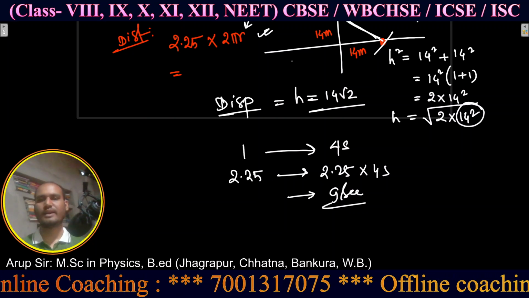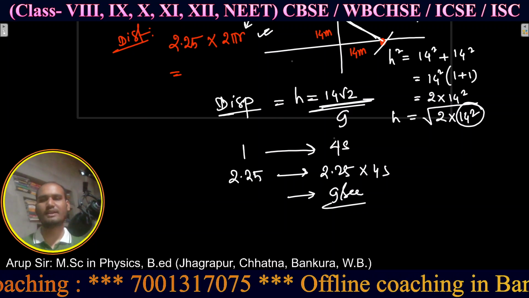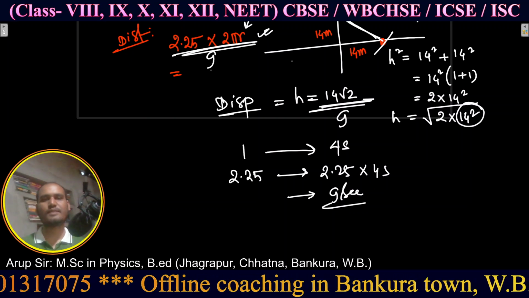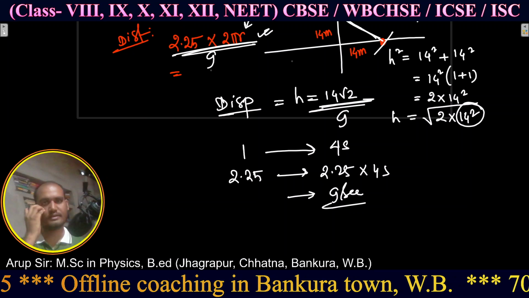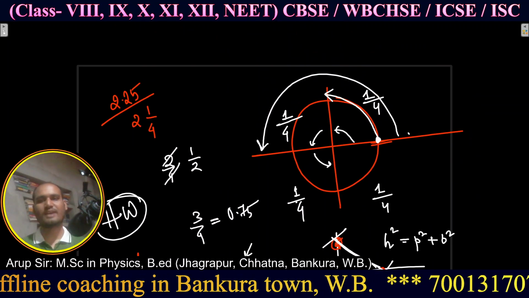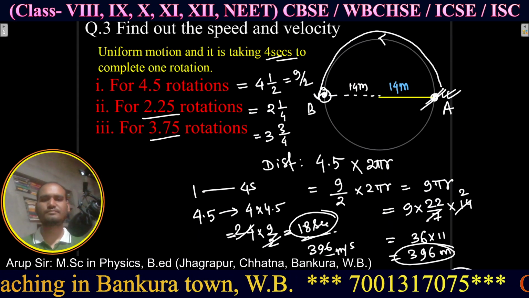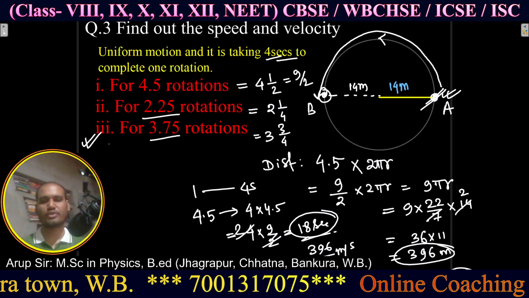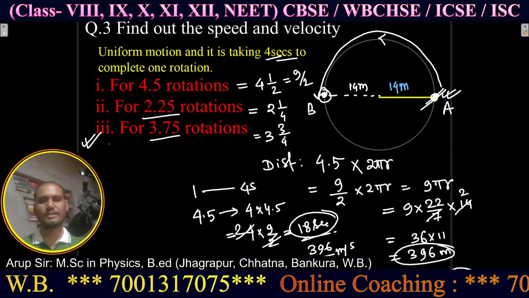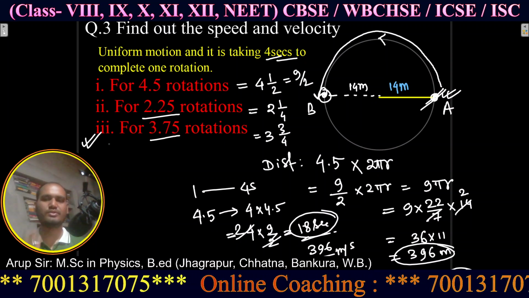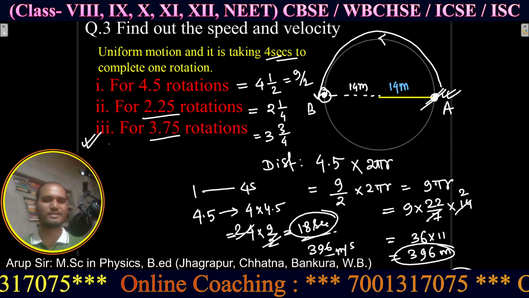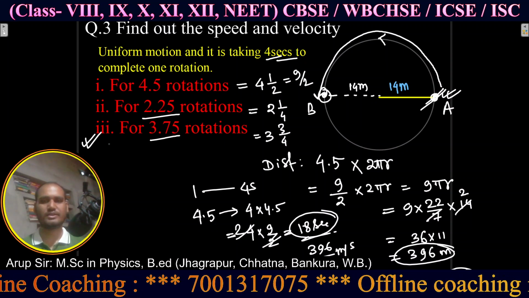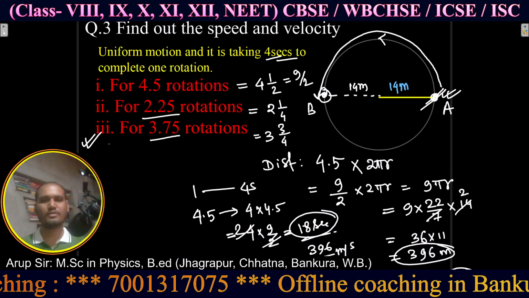So if you divide the displacement by 9, you will get the velocity. If you divide the distance by 9, you will get the speed. So this is how you can solve. And the last question is your homework. Pause this video and solve this question immediately, and send me the answer in the comment section. If the answer is correct, I will give you a heart button there. I hope you can do the problem.